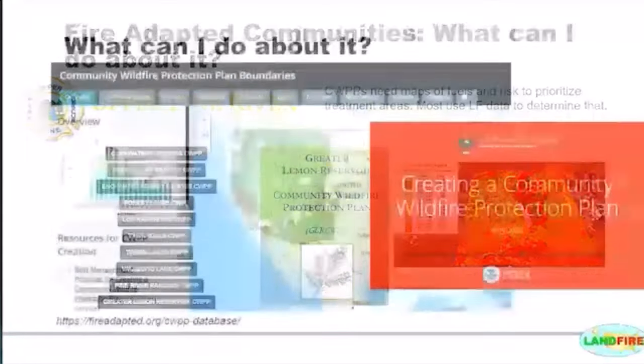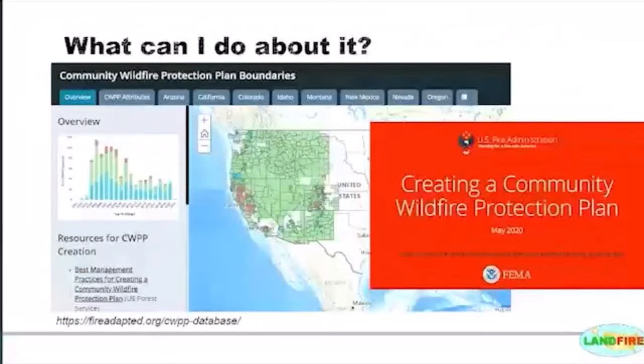And there's a lot of CWPPs. This map only shows Western CWPPs. They are across the entire United States. But if you think about each one of these, each needs LANDFIRE data to create their CWPP. FEMA recently put out a document that suggests using LANDFIRE data for your CWPPs.